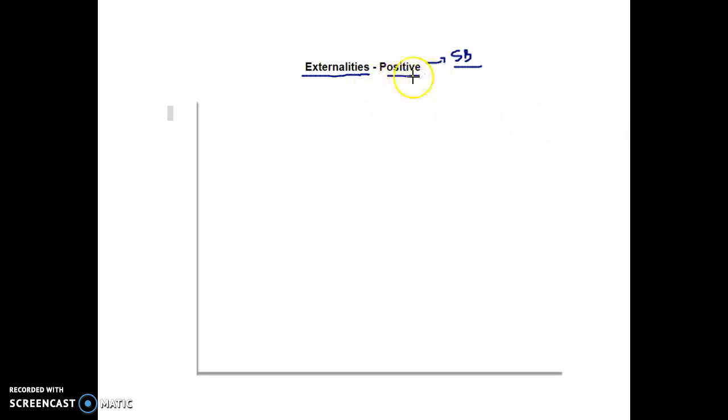So as a result, we believe that positive externalities underallocate, right? Or UA, underallocate. We produce too little. So let me show you what that looks like in a graph. So here we have our price, we have our quantity. And we're talking about benefits here, so that's going to show up in our demand. Our demand curve is our benefits.